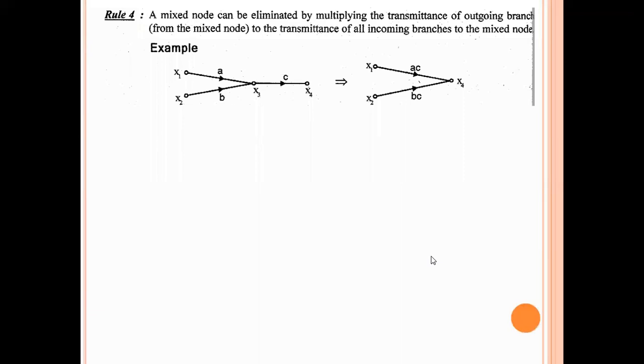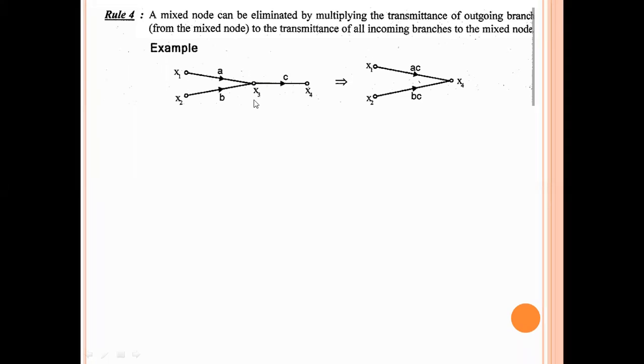The next one, rule 4. In rule 4, we need to eliminate the mixed node. We know what a mixed node is, right? The mixed node contains incoming branches and outgoing branches. See here, x3 is the mixed node. This x3 has A and B as incoming branches, and C is the outgoing branch. So I want to eliminate this mixed node x3.